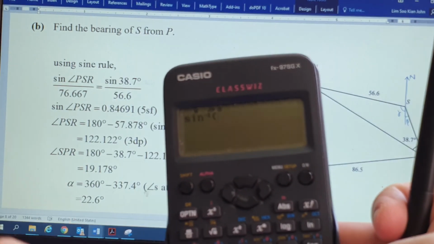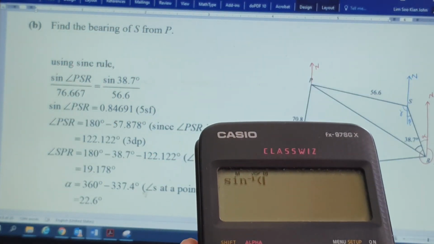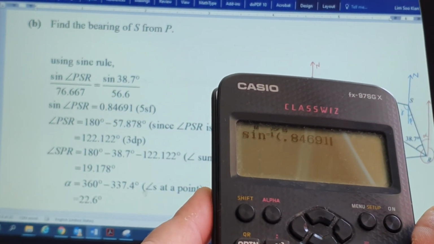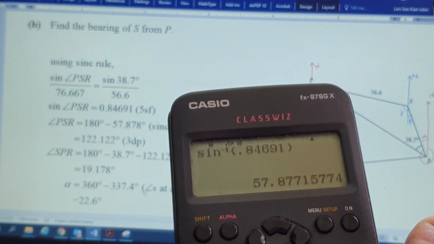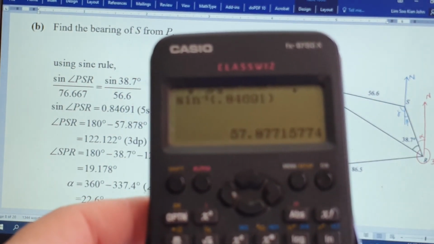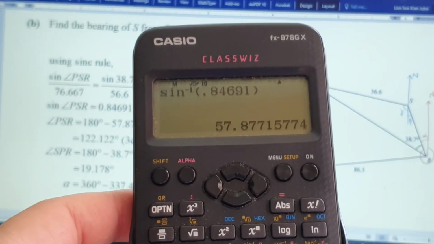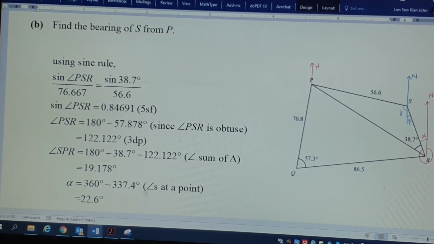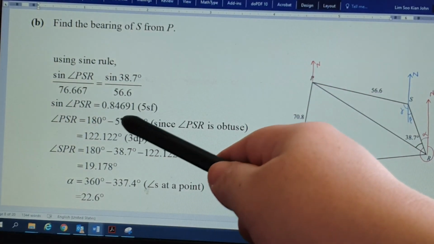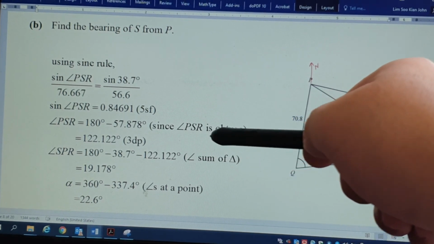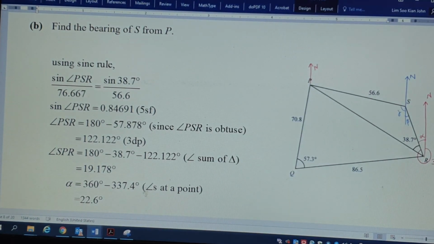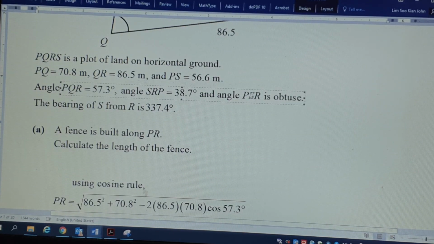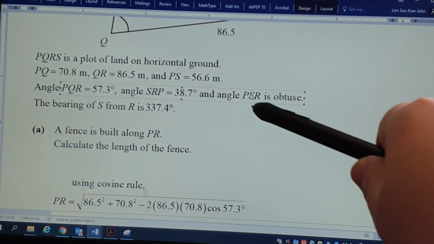Okay, so what you do is you sine inverse 0.84691, then you will find that it's 57 point something, right? But then, the answer that we give is not that, we take 180 minus 57.8. Why like that? Because the question tells us PSR is obtuse, remember? Yeah, you see? So that's why just now I asked you to underline this. This is important. Okay?